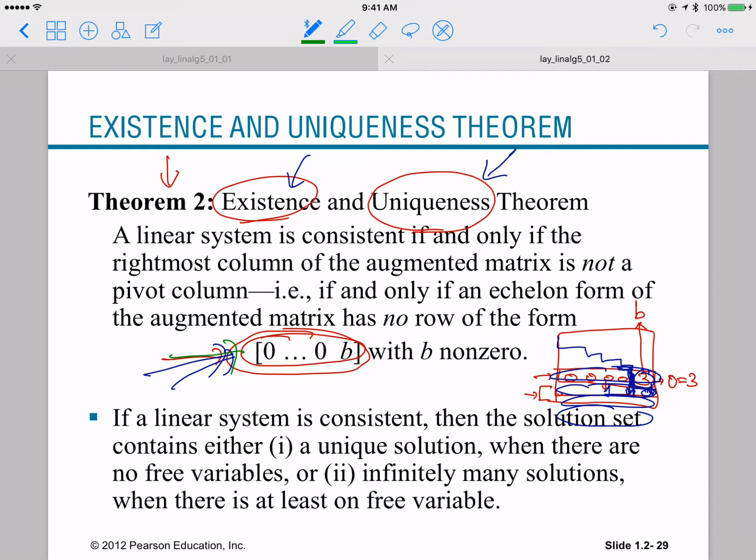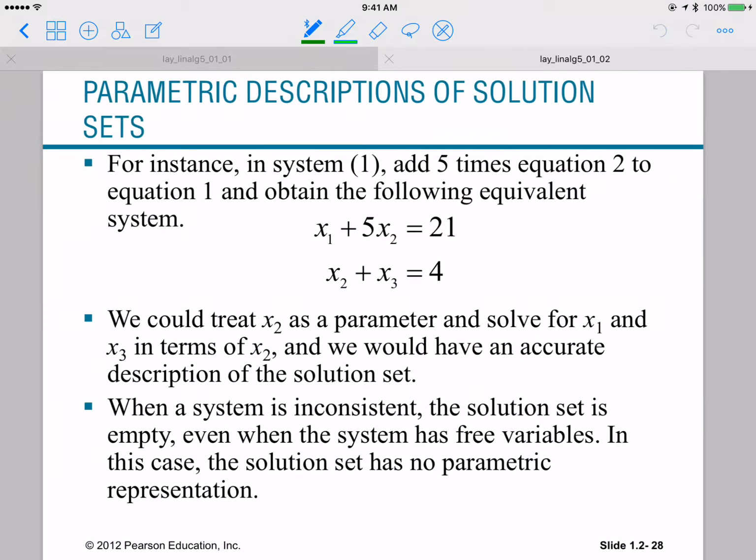After checking that, you check next whether you have a free variable or not. If you have a free variable, then you will have infinitely many solutions. But if you don't have any free variable, which means all the variables are basic variables, in that case you have a unique solution, right? So there are no rows like that, and also every column for your variables will have the pivots. That means you have a unique solution.